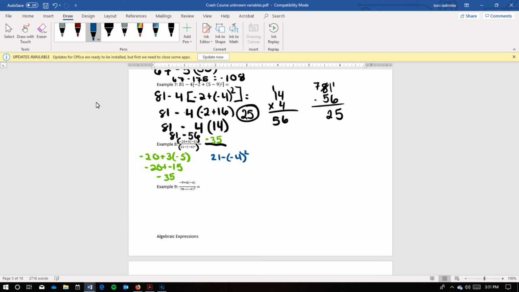The 2 is on the outside of a parenthesis, the exponent of 2, so it applies to everything, which means it's just a positive 16. Okay, I'm going to subtract these two numbers and get a 5. The 21 is bigger, so it's positive.